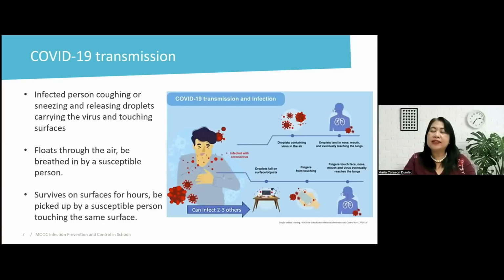If you are infected by COVID-19, it is easy to transmit it to others, thus potentially making them ill by coughing and sneezing and releasing droplets carrying the virus and touching surfaces. Other people can then get the virus by touching the same surfaces or by breathing in the droplets.